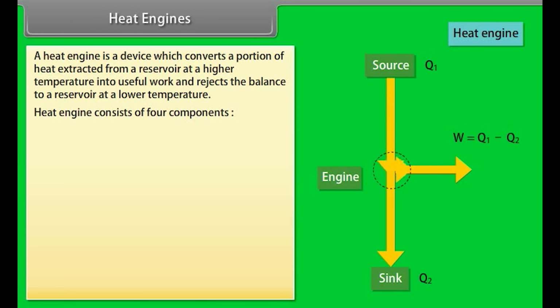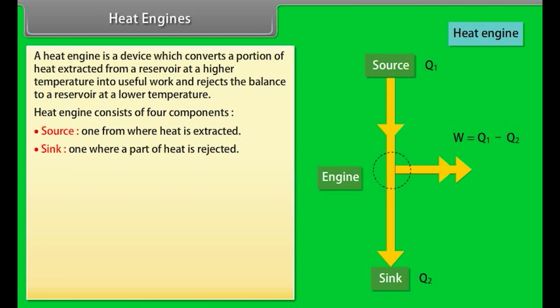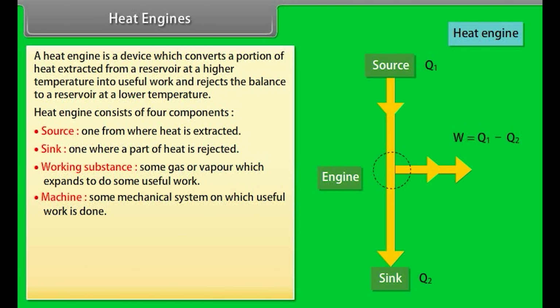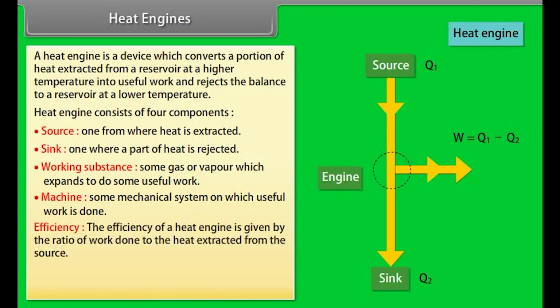Heat engines consist of four components. Source: one from where heat is extracted. Sink: one where a part of heat is rejected. Working substance: some gas or vapor which expands to do some useful work. Machine: a mechanical system on which useful work is done. Efficiency: the efficiency of a heat engine is given by the ratio of work done to the heat extracted from the source. Efficiency is equal to 1 minus Q2 by Q1.